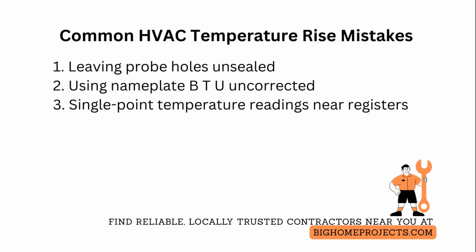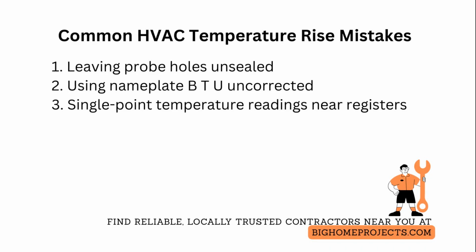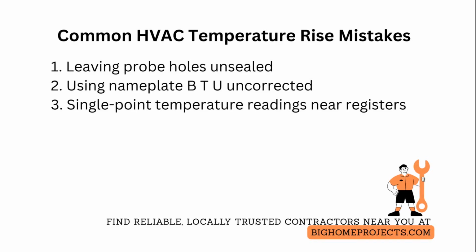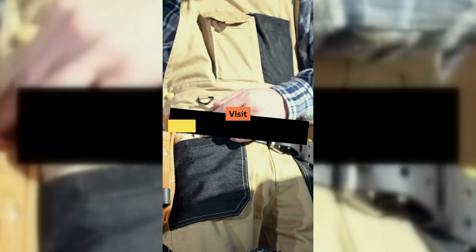One of the frequent problems is taking single-point temperature readings near registers, leading to stratification errors and poor airflow balancing. Solve this by taking multiple stabilized readings at standardized distances, averaging them, and combining with velocity measurements for register-level balancing.